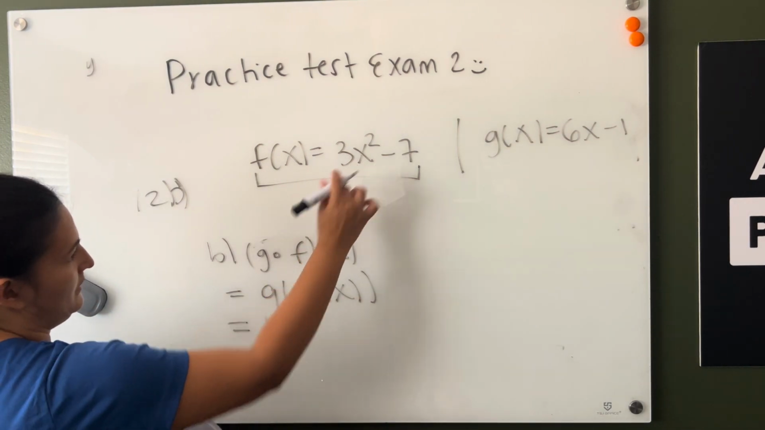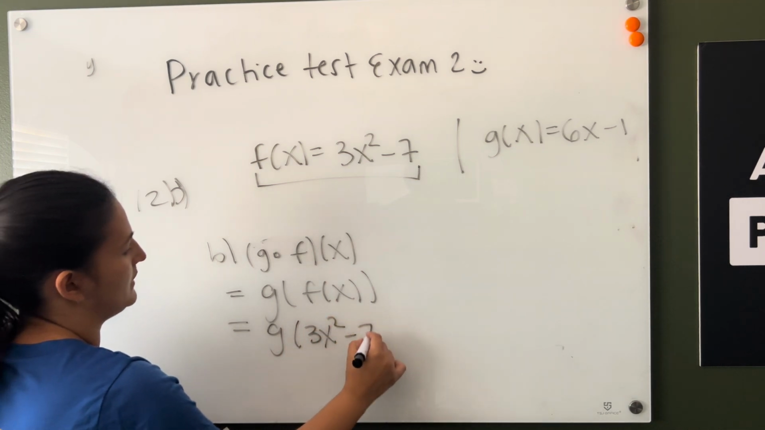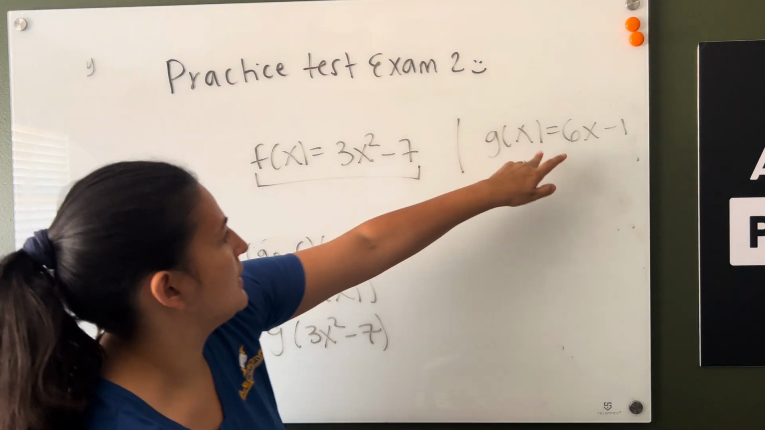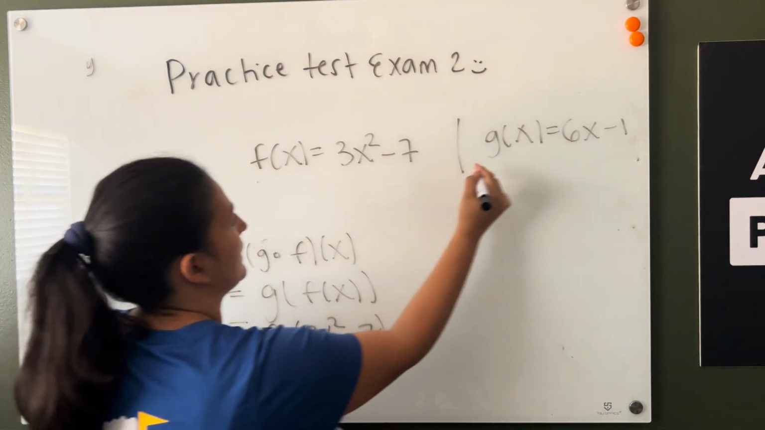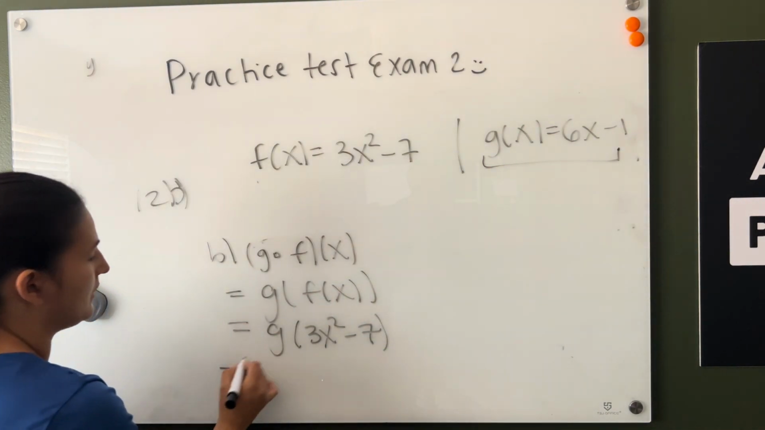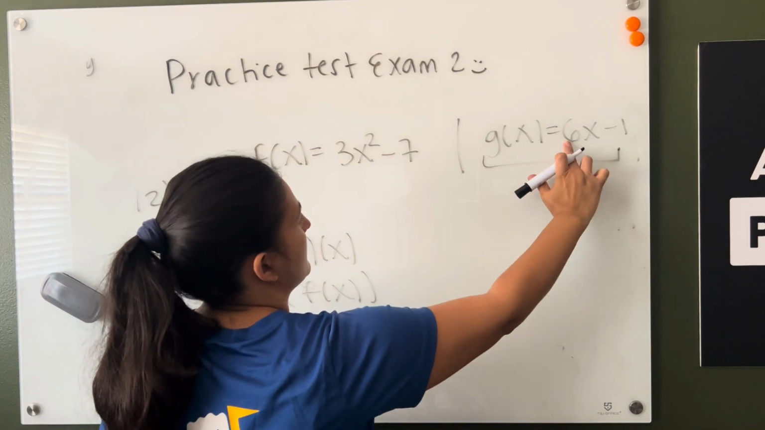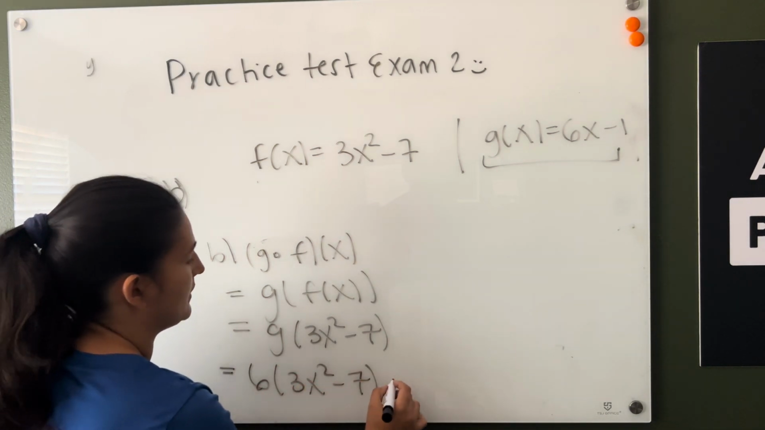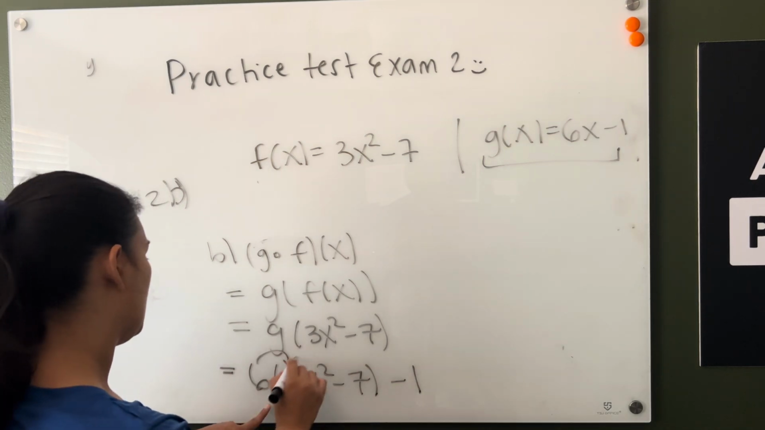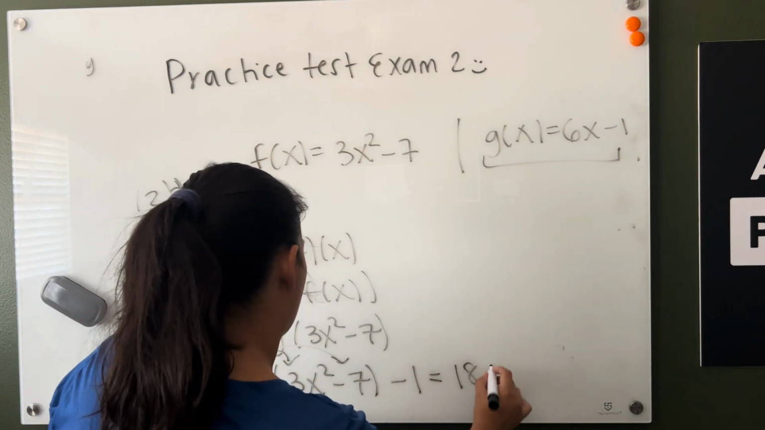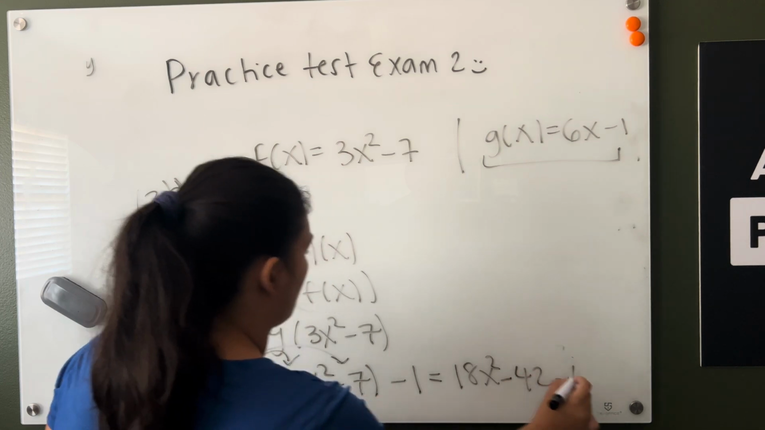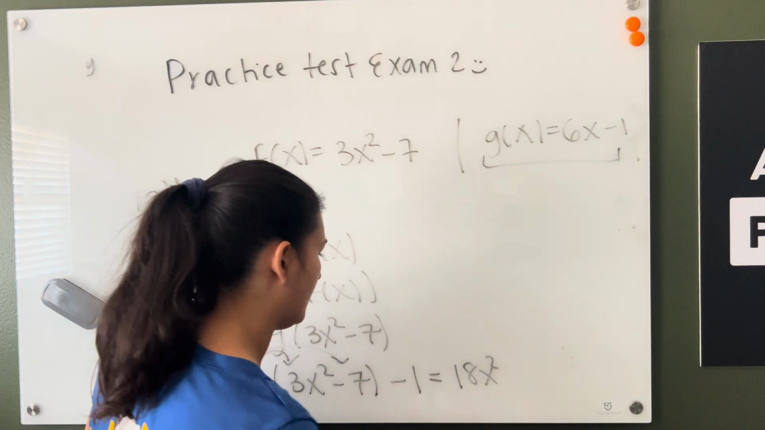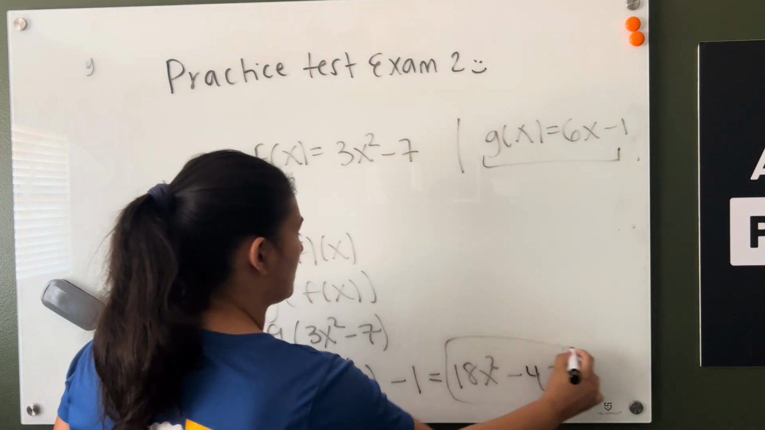Well, f of x is 3x squared minus 7, right? So that means I'm going to be plugging that into g of x. So instead of this, I'm going to be plugging into here. So this is telling me whatever gets plugged into the g function gets multiplied by 6 and then subtracted by 1. Multiply it by 6, then subtract by 1, right? So this is distribution. This is 18x squared minus 42 minus 1. Okay? And of course, negative 42 minus 1 is negative 43. So my final answer would be 18x squared minus 43.